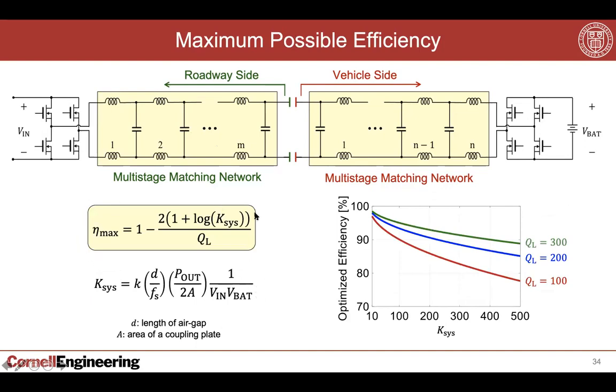And this tells you the maximum efficiency your system, or at least the matching network, can deliver given your design parameters, where P out is the output power, A is the area of your coupling plates, D is the air gap between the plates, F is your operating frequency, input voltage and output voltage are V in and V bat, and K depends on the kind of rectifier and inverter topology you're using.